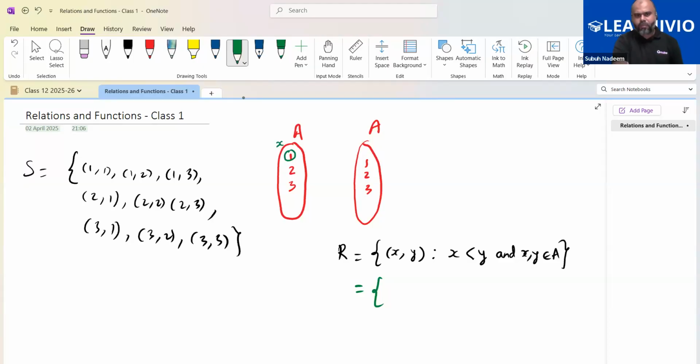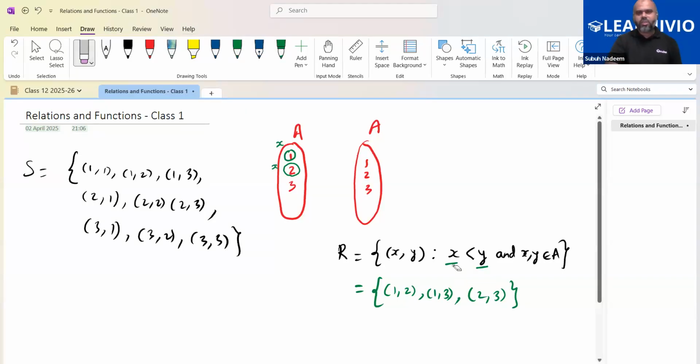This is x. So 1 is less than which number from this? 1 is not less than 1, obviously. 1 is less than 2, 1 is less than 3. So the pairs will be (1, 2) and (1, 3). These two pairs will be there. Now if we come to 2, 2 is now x. 2 is less than neither 1 nor 2. It is only less than 3. So 2 is less than 3. 3 is not less than any one of them, so it will not be mapped. So this is this relation.